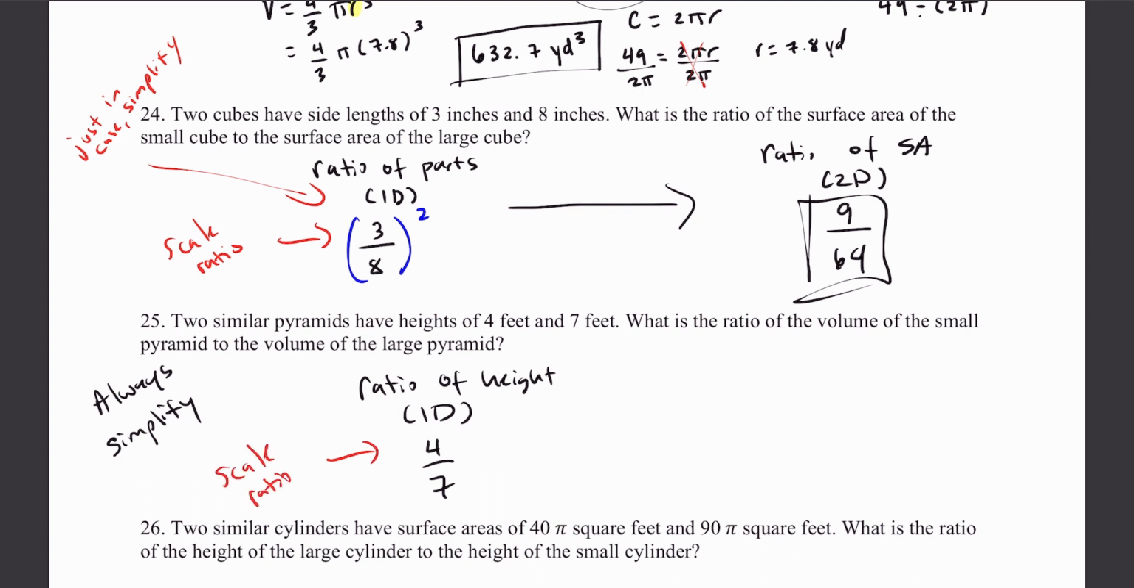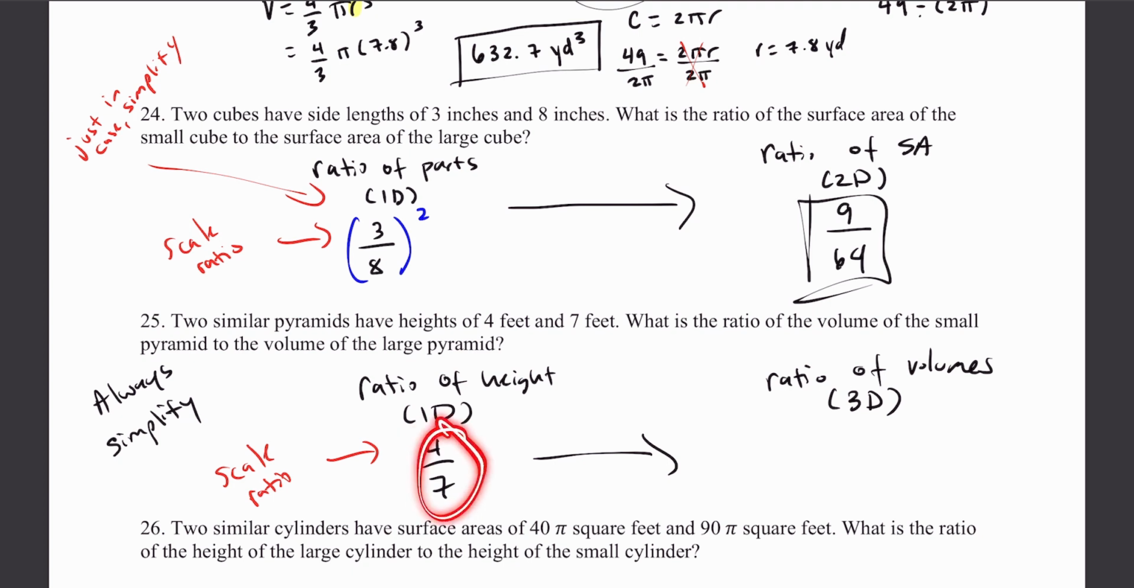And what is it asking me to do? It says, okay, what is the ratio of the volume of the small pyramid to the volume of the large pyramid? Good thing that I have 4 over 7, because this is the small over the big. So, ratio of volumes. What dimension is volume in? 3 dimension. 3D. So, what do I do with my scale ratio?